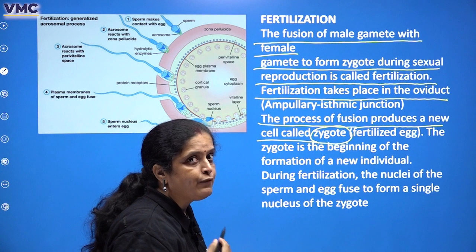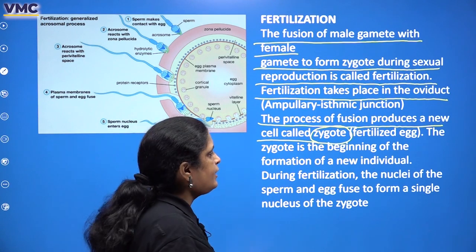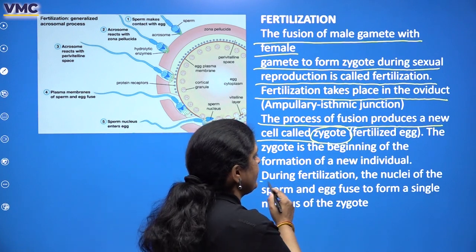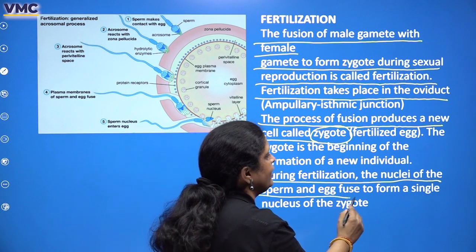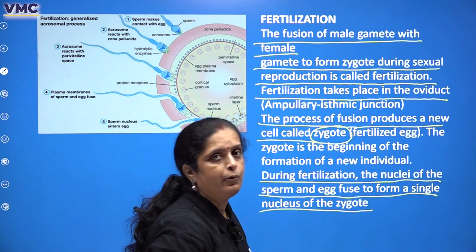So what is first formed? What is zygote? It is the fertilized egg. After fertilization, zygote is formed. During fertilization, the nuclei of the sperm and the egg fuse to form a single nucleus of the zygote.